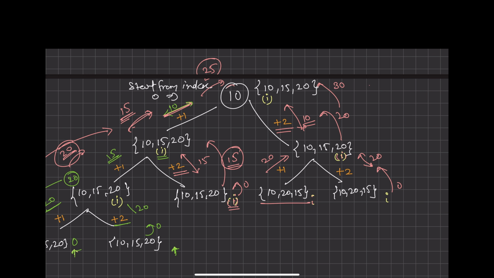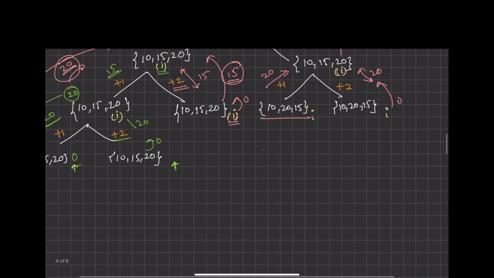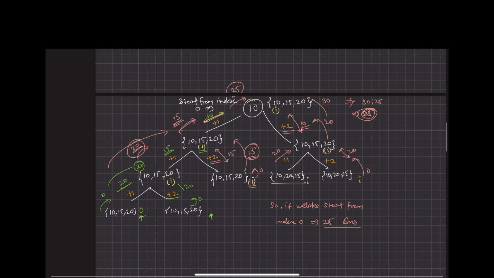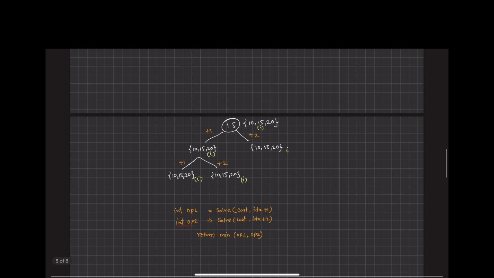The minimum we got from left or right is 30 or 25. The minimum is 25. So this is our answer as of now. So what we got is, if we start from index 0, we will get 25 as our answer. But remember, we also start from index 1. So let's start from index 1.